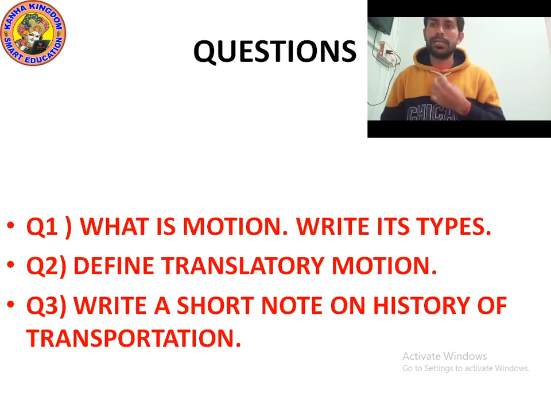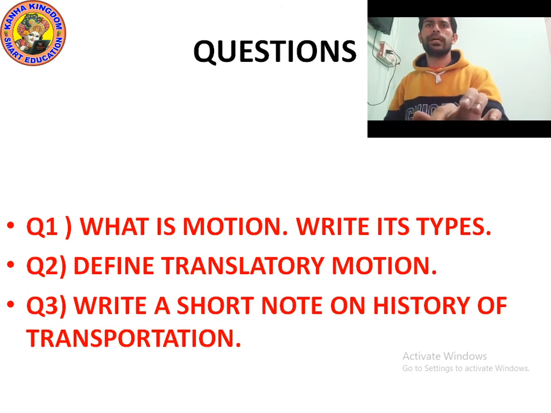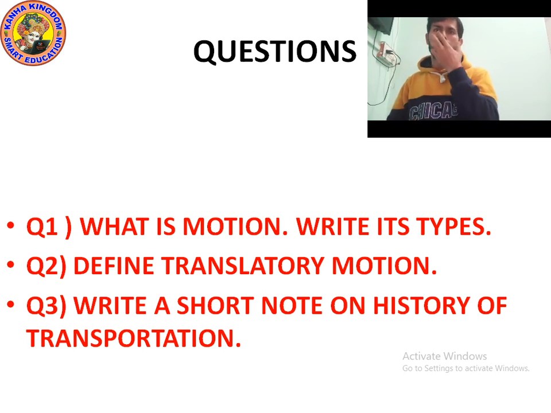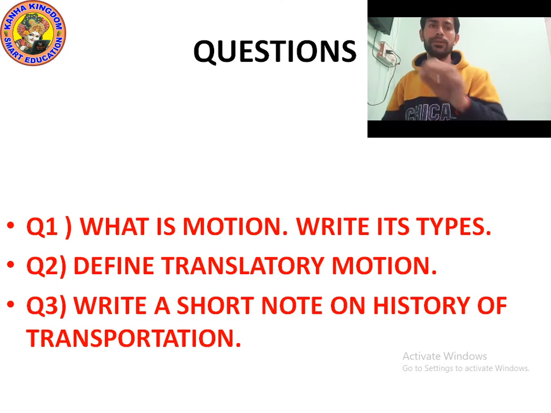Okay, it's time to ask questions from you. Question number 1: what is motion? Write its types. Motion is the change in position of an object with respect to time. There are two types of motion: translatory motion and circular motion. Translatory motion can be divided into two parts: rectilinear motion and curvilinear motion. And circular motion can also be divided into two parts: revolution and rotatory motion.